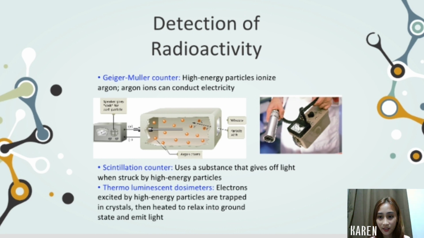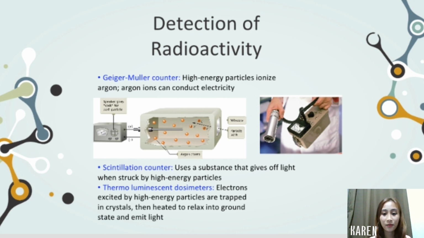This is a picture of a Geiger-Müller counter. In this slide, it shows the window where the particle passes, and inside shows the orange particles, which are the argon atoms, and on the left side is an instrument or a speaker which gives a click for each particle. Second is the scintillation counter. It uses a substance that gives off light when struck by high energy particles. It also has a material called a phosphor that emits a unit of light for each alpha or beta particle or gamma ray that strikes it.